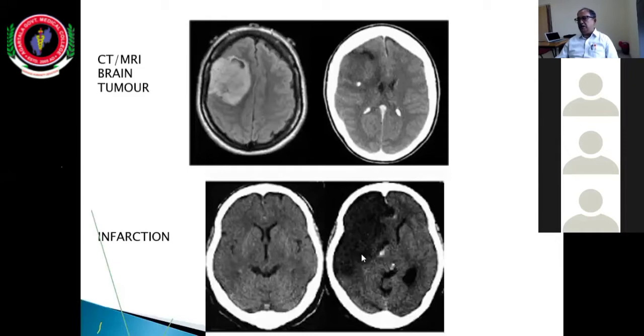We will see a more hypodense area at the frontotemporal region with mass effect. Here you cannot see the mass effect, but after a few days you can see the right lateral ventricle is not visible, and there is also a shifting of the falx cerebri towards the opposite side.